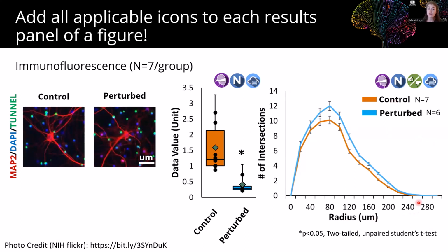But for the shoal analysis, one of your samples actually met your predefined exclusion criteria. And so that sample was removed. And so you're depicting that with the data exclusion icon. And you're also showing that this sample was removed from the perturbed data set.